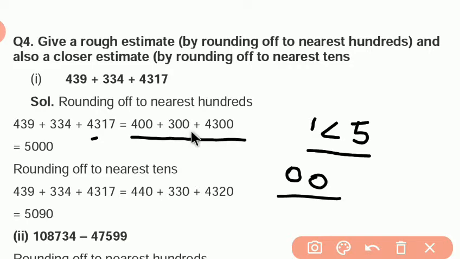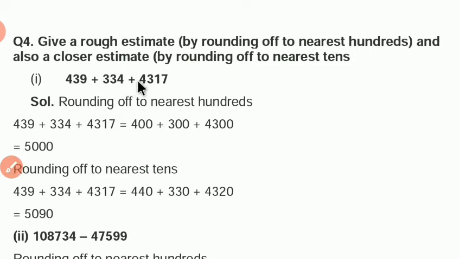Now we have to add this 400 plus 300 plus 4300 and it will be 5000. So 5000 is the rough estimate nearest 100 of this given number. Now we have to round off nearest 10 to this given question. 439 plus 334 plus 4317.